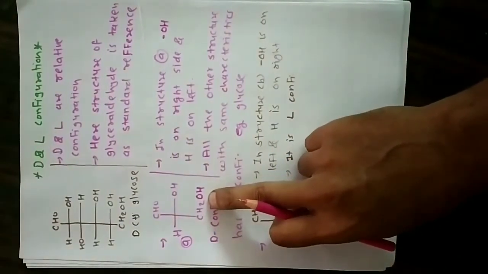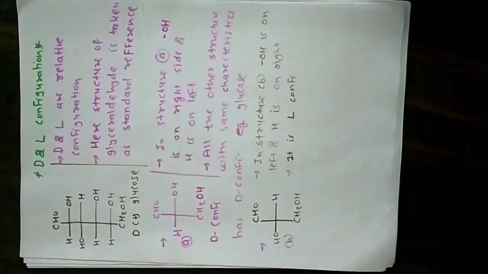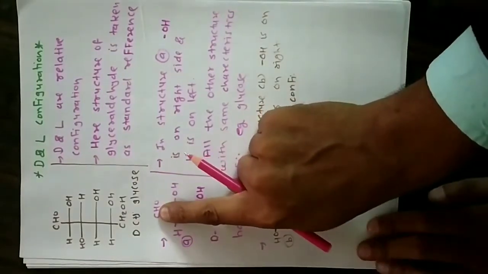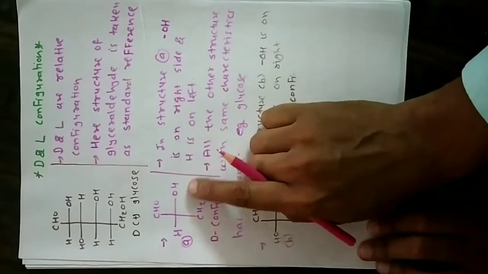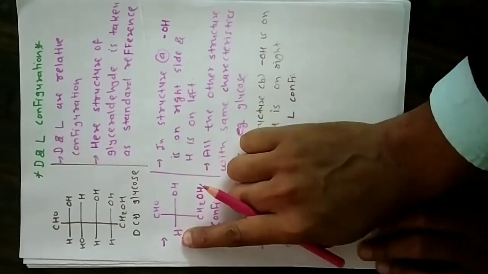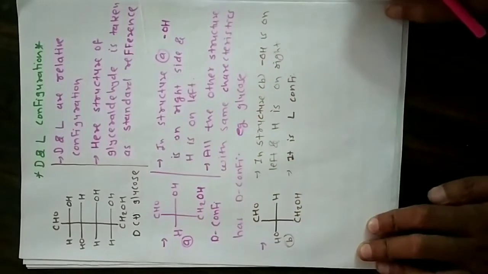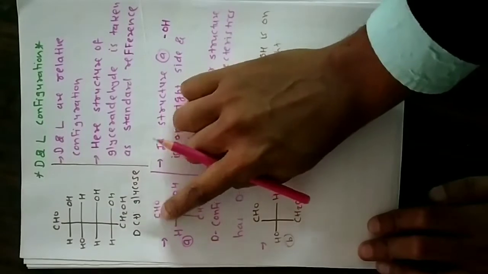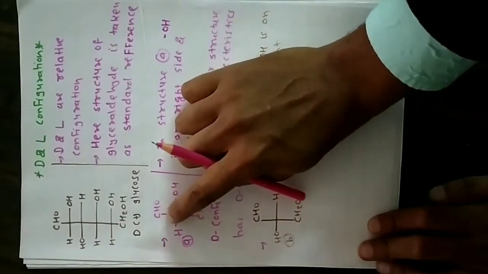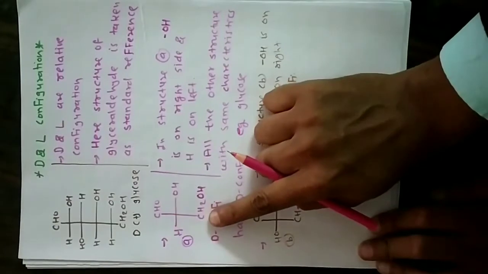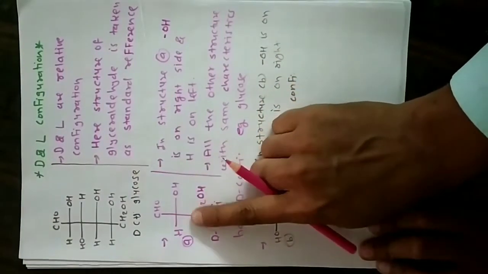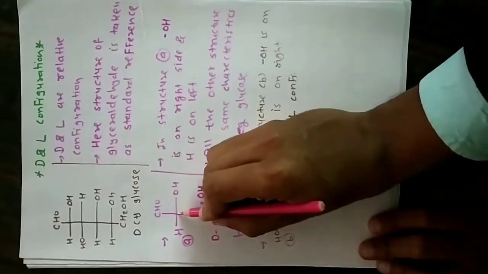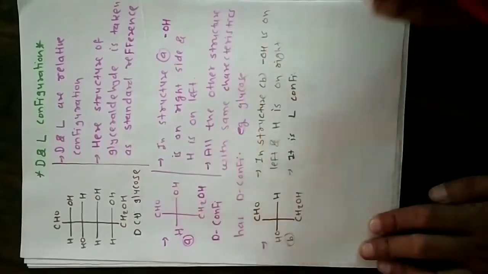It is called glyceraldehyde. Now you can see here in glyceraldehyde, this one is the aldehyde group, the alcohol group, then the CH2OH group and the hydrogen. In this molecule, CHO is the major group, the strongest group, so it is on the upper side. Then comes CH2OH, which is on the downside. Then OH is on the right hand side, and lastly hydrogen is on the left hand side.